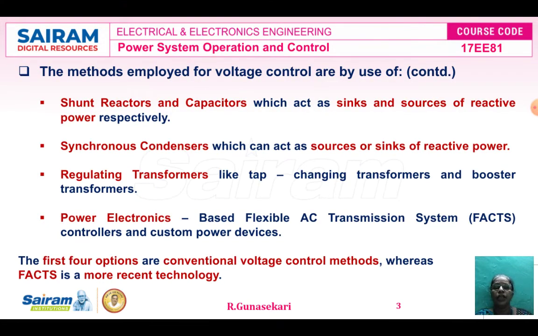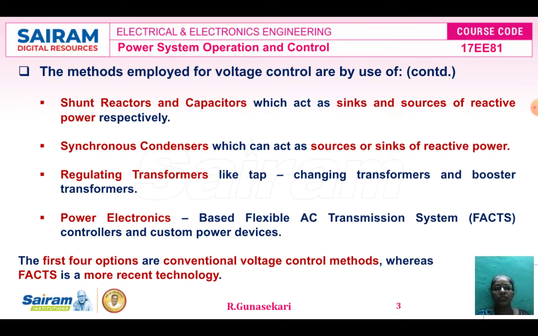The next, a continuation of the methods employed for voltage control, are the shunt reactors and capacitors. The shunt reactors and the shunt capacitors act as sinks and sources of reactive power in the power system respectively. That means the shunt reactor acts as a sink, and the shunt capacitor acts as a source of reactive power. Then we can use the synchronous condenser. With the help of the synchronous condenser, you can also control the voltage in the power system, because the synchronous condenser acts as either a source or a sink of reactive power.